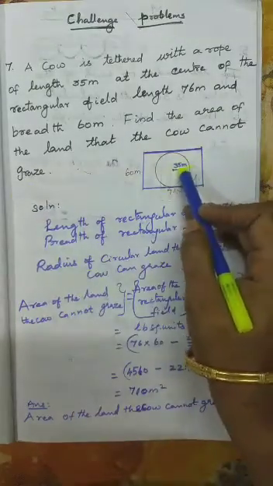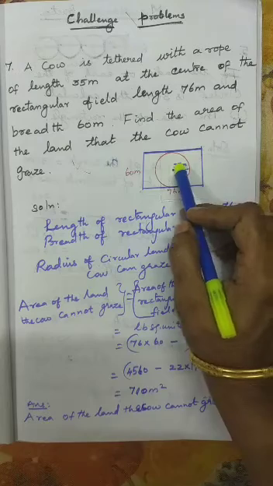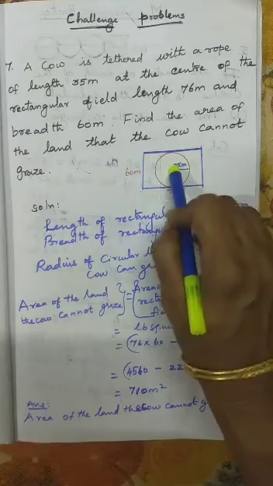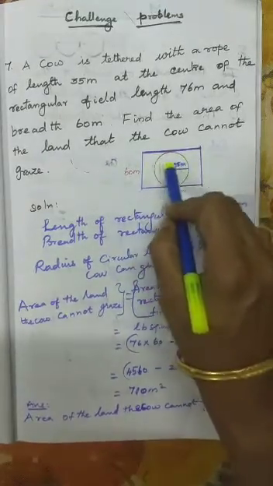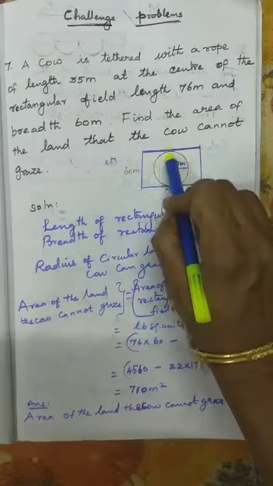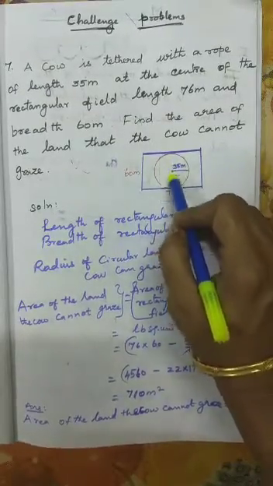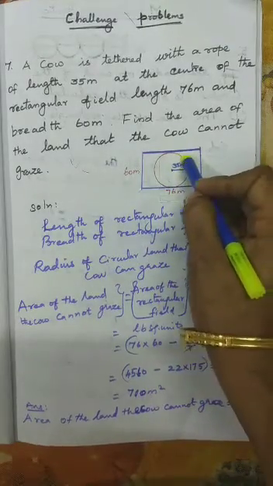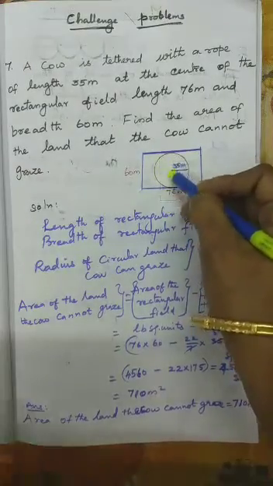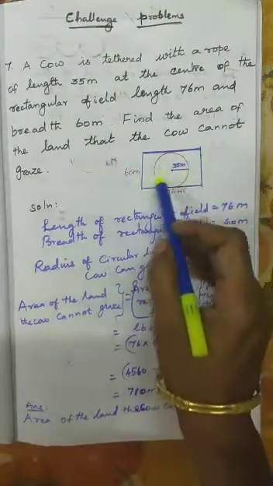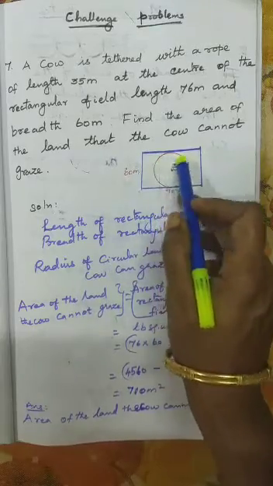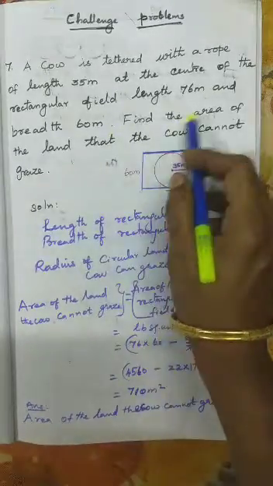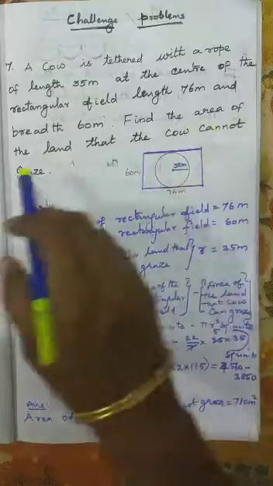Okay, the cow is tethered at the center, and the length of the rope is 35 meter. So the cow can graze this circular area. From the center, using this rope, the cow can graze this much area, isn't it? So we can find the area of the circle. That is the area the cow can graze, and then find the area of the land that the cow cannot graze.